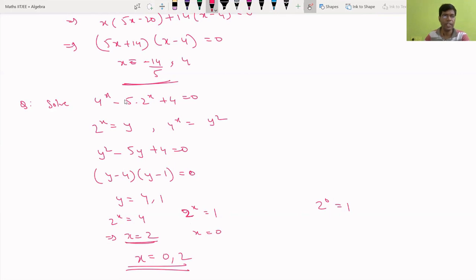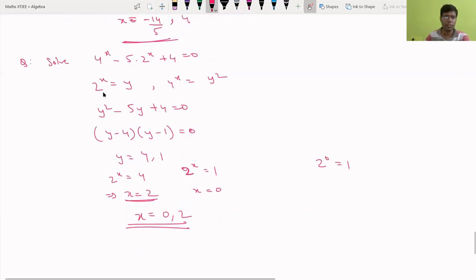So externally, sometimes the equation may not look like a quadratic, but when you substitute a part of the expression as some variable, then we can reduce it into quadratic form.